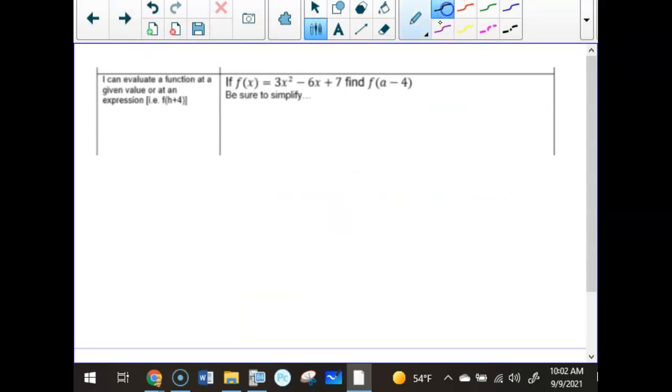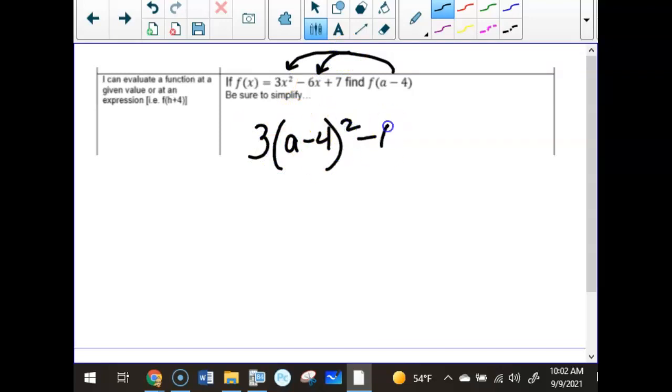Ooh, this one worries me. How's this gonna go? I think this one is harder than the one on the quiz. You have to put in a minus 4 in here. Remember this? 3 times a minus 4 squared minus 6 times a minus 4 plus 7. But it says you have to simplify. Can I distribute the 3 through here? Can I square each of these? Do you remember?